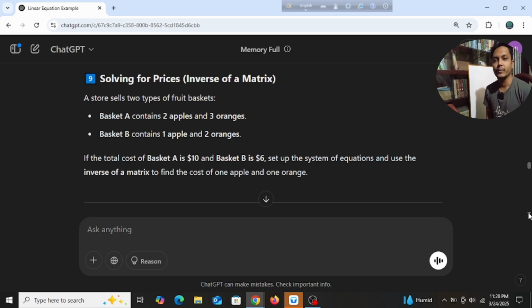So guys, now we have the last problem, and that is solving for prices, the inverse of a matrix. A store sells 2 types of fruit baskets. Basket A contains 2 apples and 3 oranges, and basket B contains 1 apple and 2 oranges. If the total cost of basket A is $10 and basket B is $6, set up the system of equations and use the inverse of a matrix to find the cost of 1 apple and 1 orange. So we need to make equations and calculate.